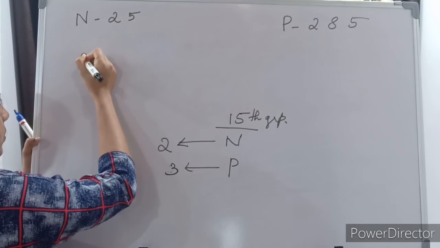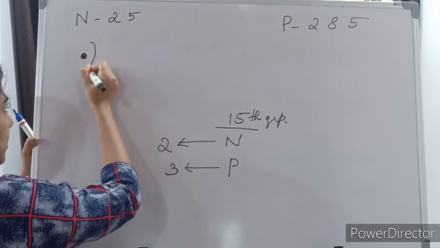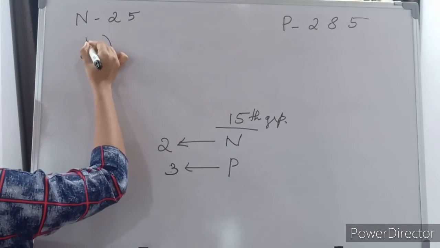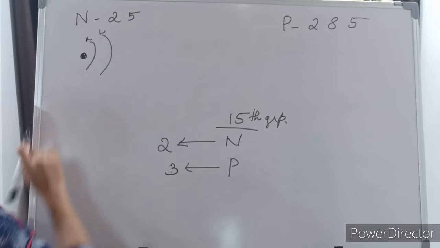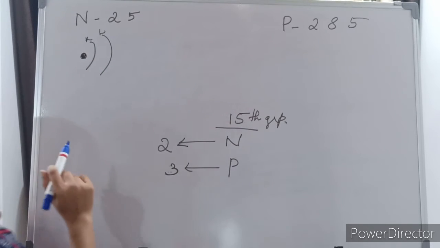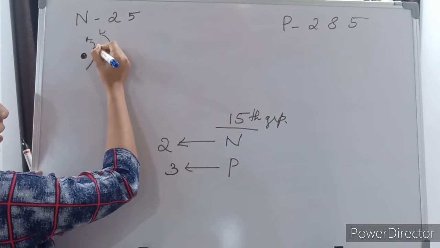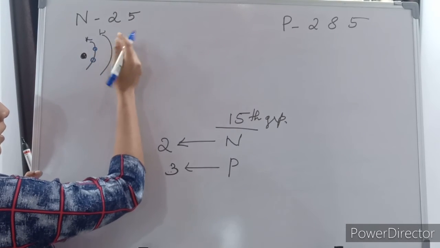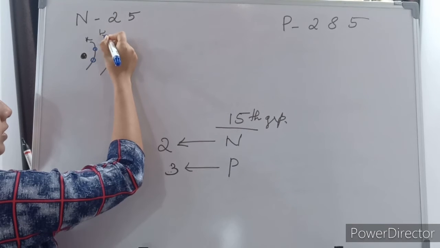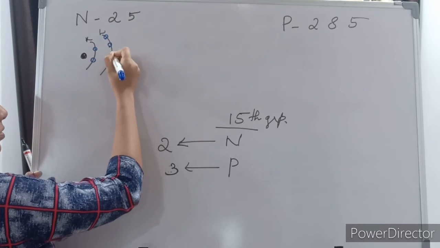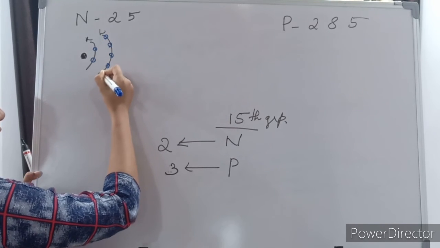So this is the nucleus, this is the K shell, this is the L shell. Now representing the electrons: in K there are 2 electrons, and in the L shell there are 5 electrons, right? 1, 2, 3, 4, 5.